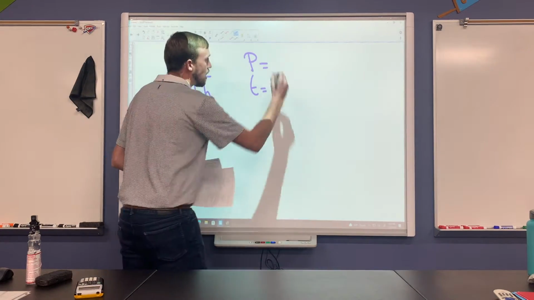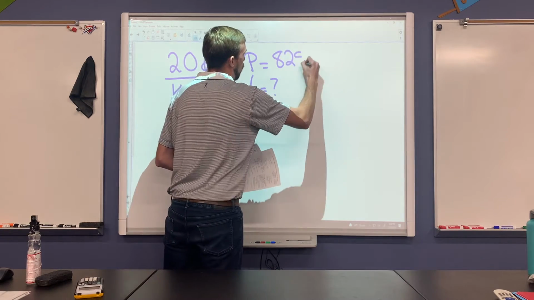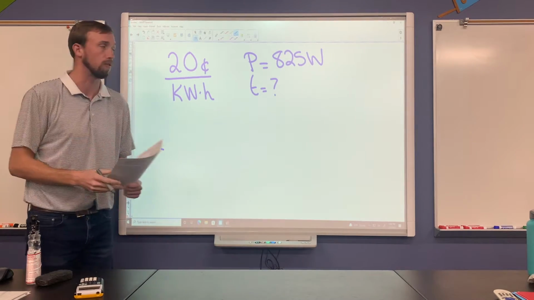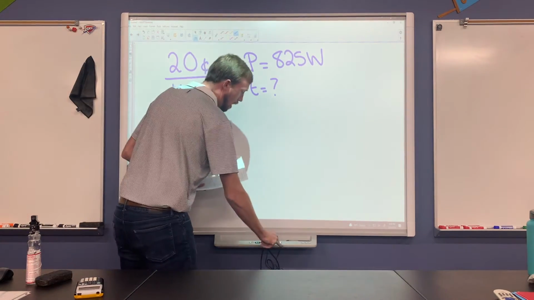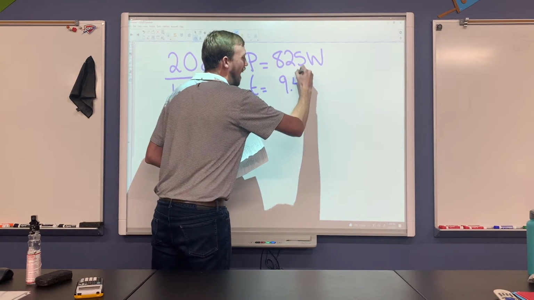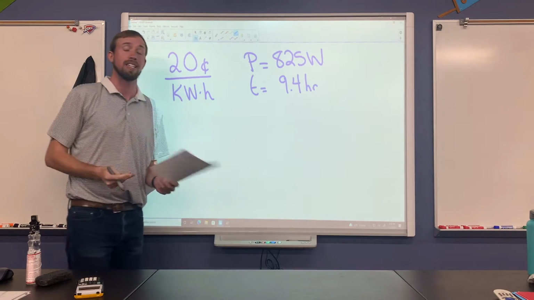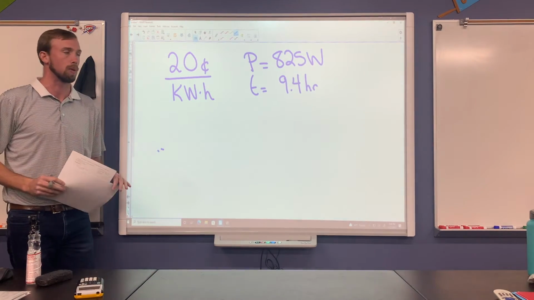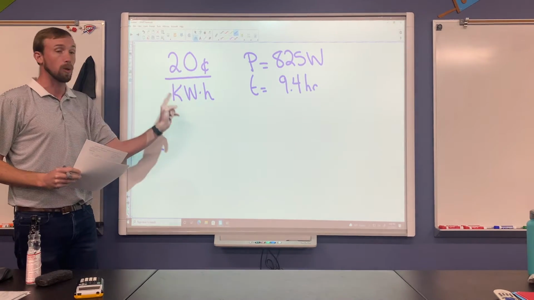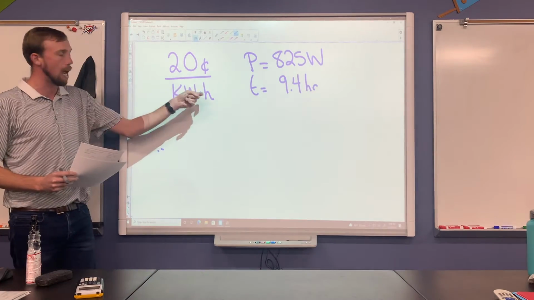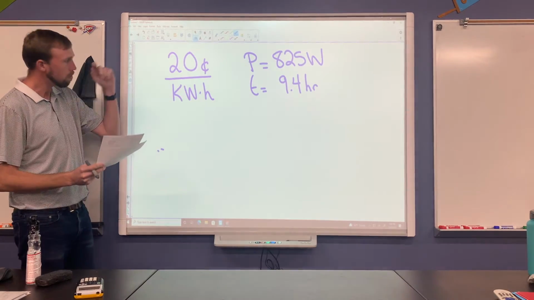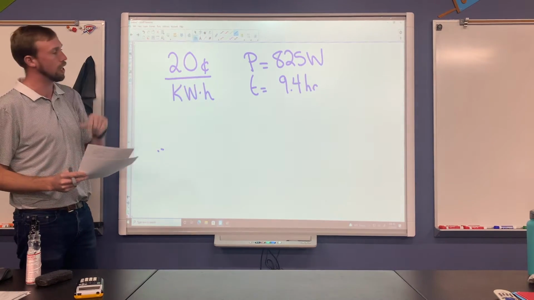Our power is 825 watts. We found that from the previous part, 1.1 horsepower. 1 horsepower is 750 watts. We did some unit converting there. And our time, we were told, I believe, was 9.4 hours. Now, I'm going to leave that time. Last time, in the first part of the problem, I converted that to seconds because I was looking for how much energy the motor was consuming. Now, because our cost is assessed as cents per kilowatt hour, I want to make sure my time is in hours so it aligns with my rate here. This is what we call the rate that we're paying, the amount we pay per the energy we're using.